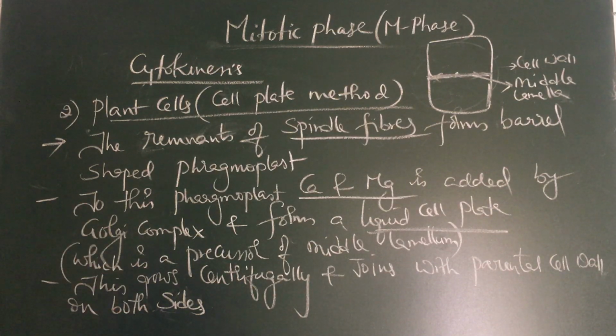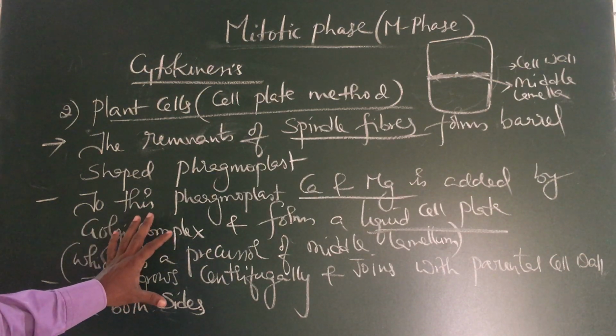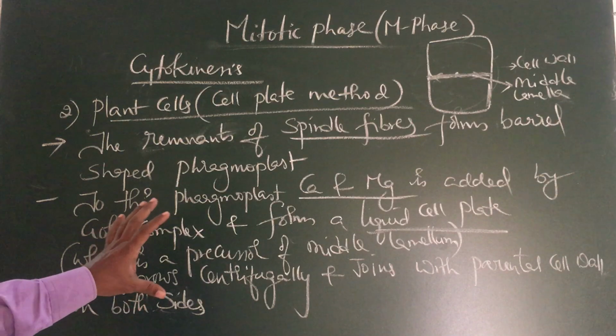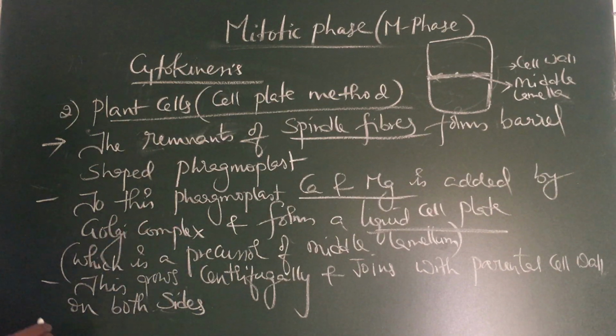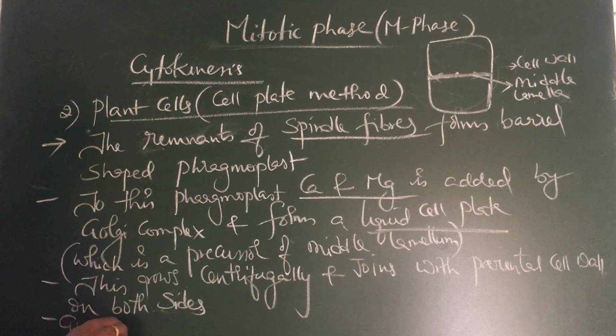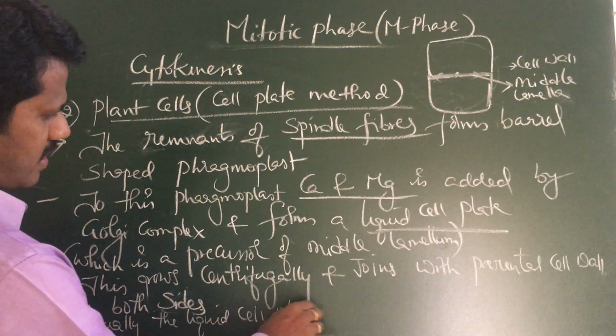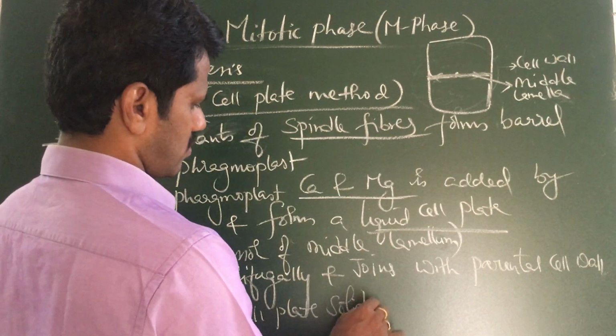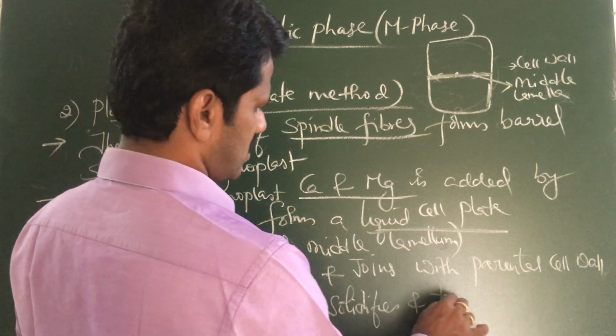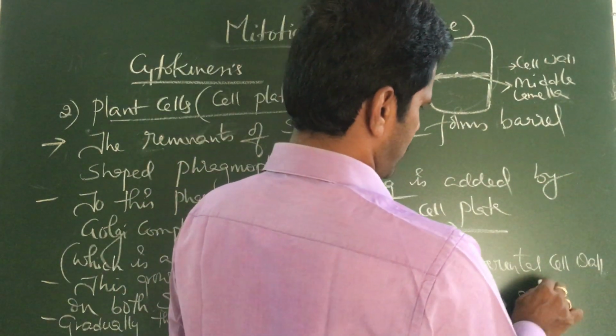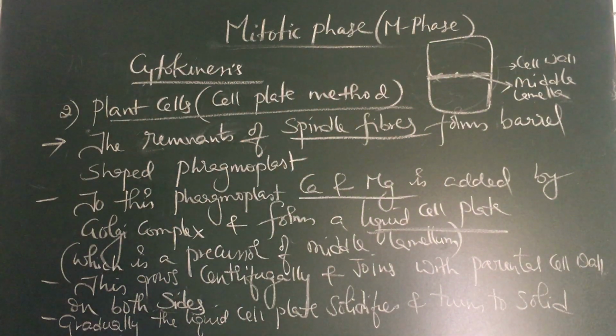Later, gradually, it solidifies and transforms into solid middle lamella. You can write that point: gradually the liquid cell plate solidifies and turns to solid middle lamella.